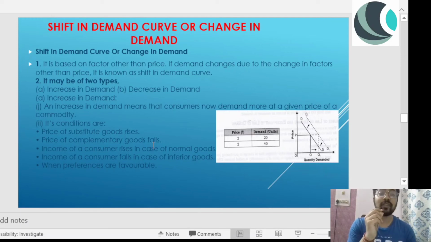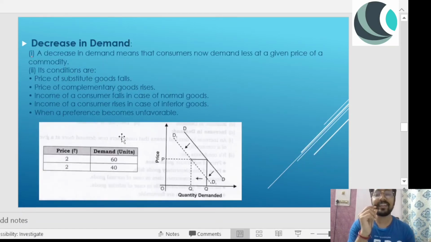So this is very important. I hope this concept is pretty much clear, because this is basically a revision, because everyone must have studied this, and these are the factors that affect the changes in the demand curve. Now we'll talk about the second, decrease in demand. The conditions will be the opposite of what we studied for an increase in demand.